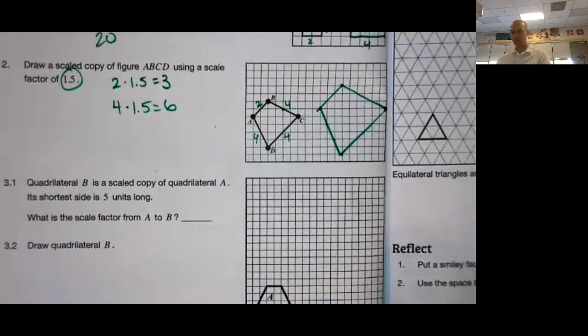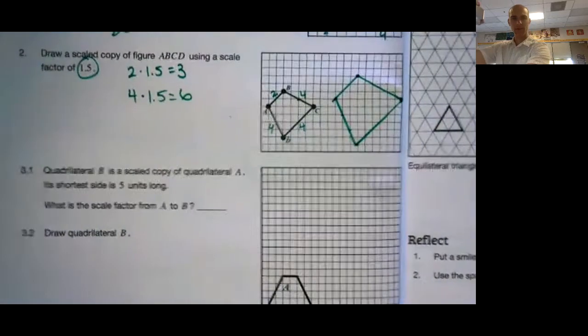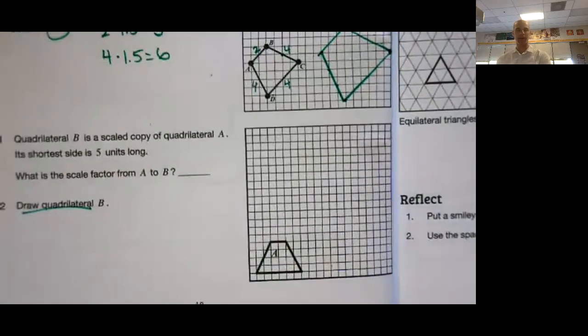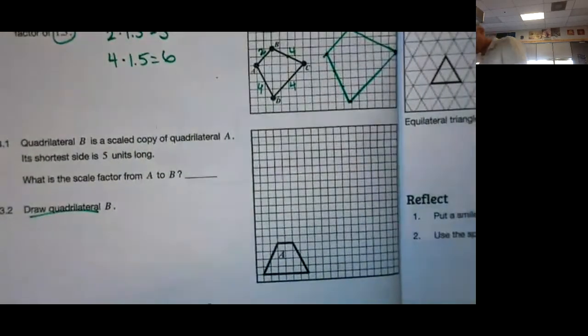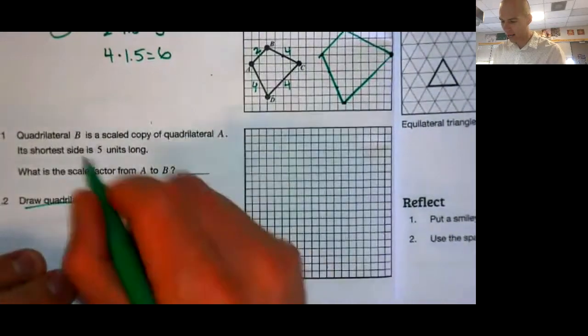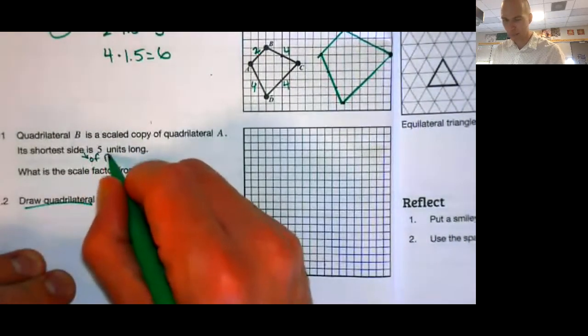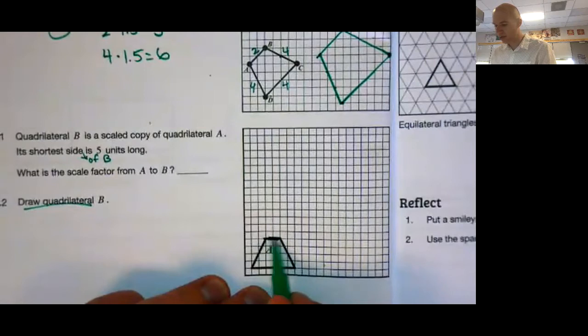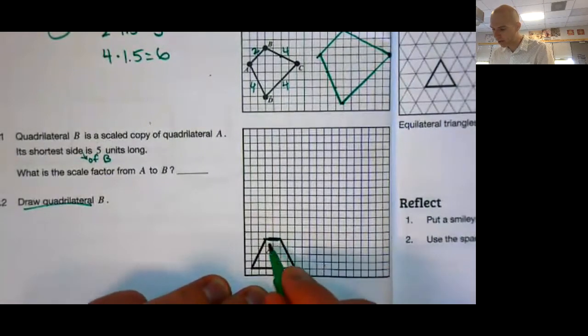one we started with. All right, and then the last part of this page, at least, let me see if I can get this on the screen a little bit better. It says quadrilateral B is a scaled copy of quadrilateral A. Okay, there is no quadrilateral B because they're going to ask us to draw it here in a second. But the shortest side is 5 units long. Okay, so the shortest side would correspond to the shortest side of A, right? They're talking about the shortest side of B, I think is what they mean to say. We don't see B, it's not drawn yet. But the shortest side of B has to correspond to the shortest side of A here, which is 2 boxes.